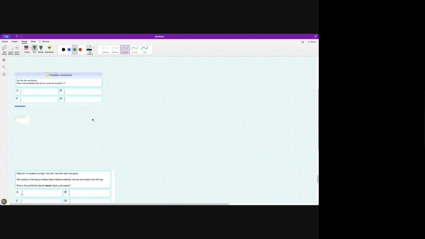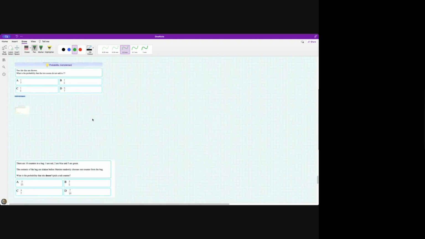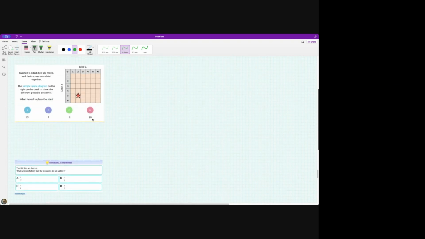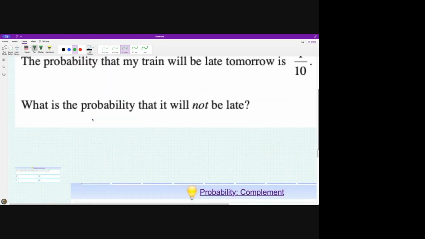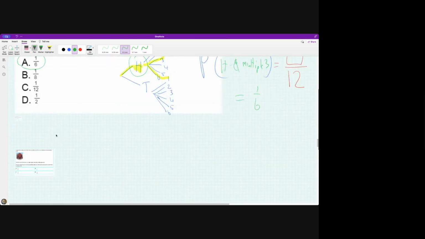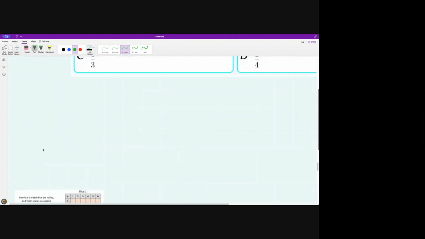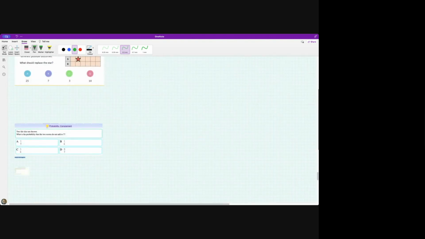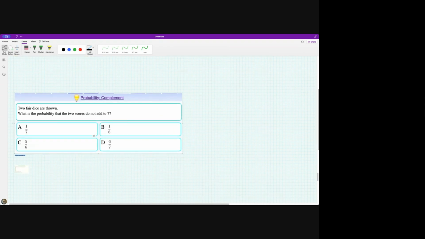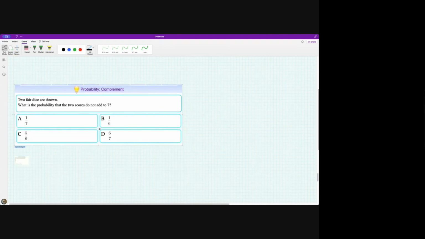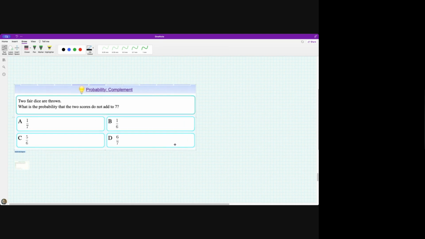Let's have a look here. Don't want this. No, we'll do compliments the next time. Not that one. I want to do, okay, let's do this one. 2 fair dice are thrown. What is the probability that the 2 scores do not add to 7?